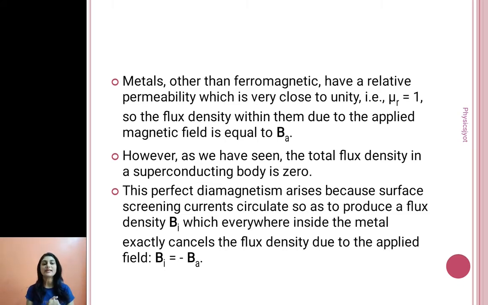However, as we have seen, the total flux density inside the superconducting body is 0. This perfect diamagnetism arises because surface screening currents circulate so as to produce a flux density Bi, which everywhere inside the metal exactly cancels the flux density due to the applied field. So Bi equals minus Ba, they cancel each other, and that is how inside the superconducting specimen we have B equals 0.